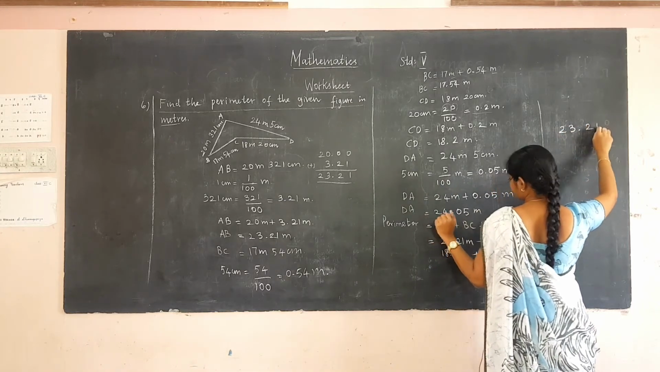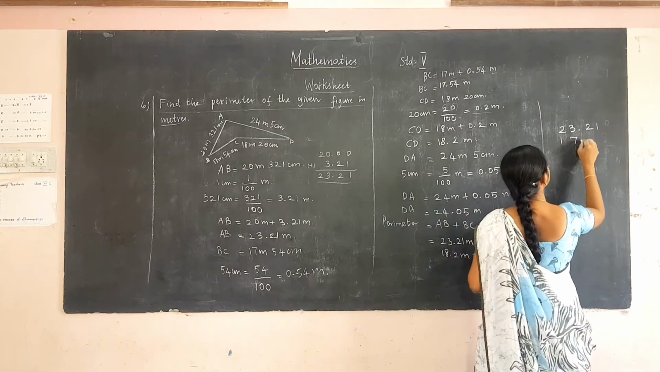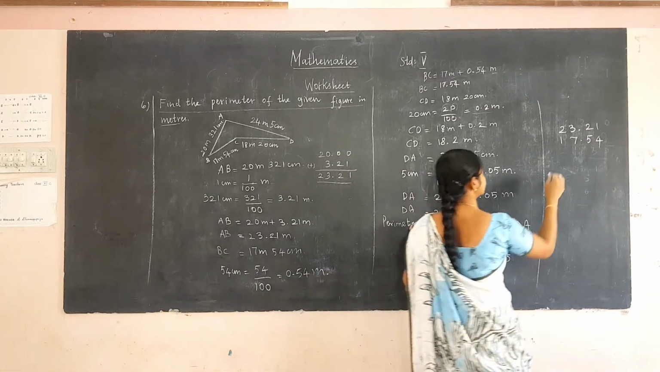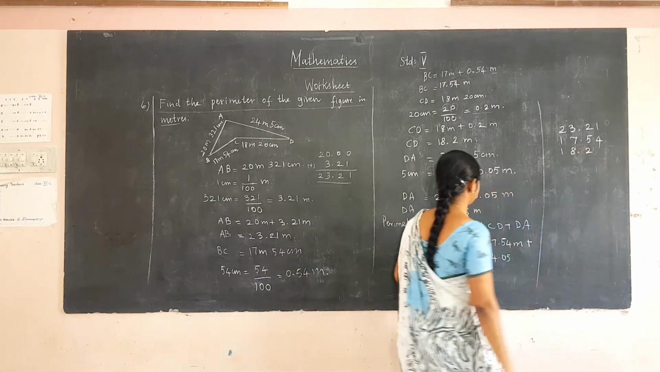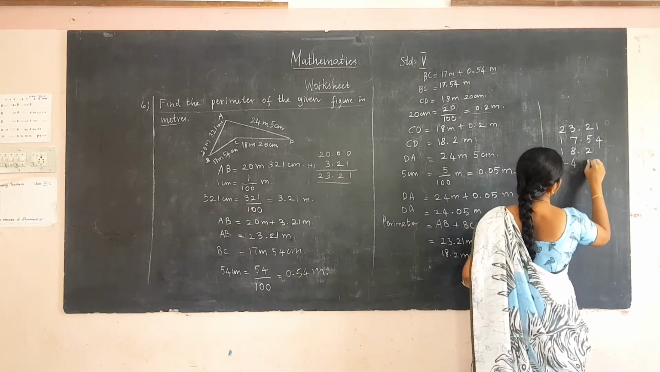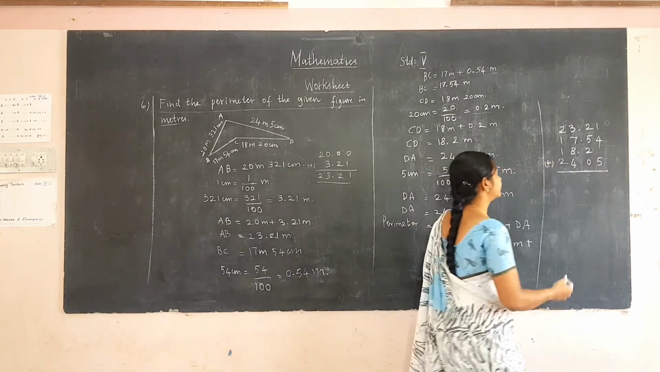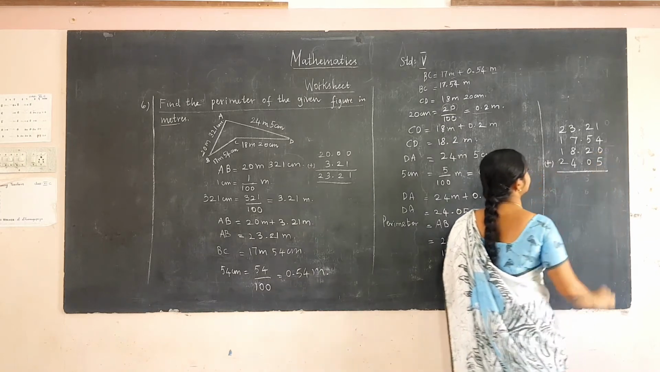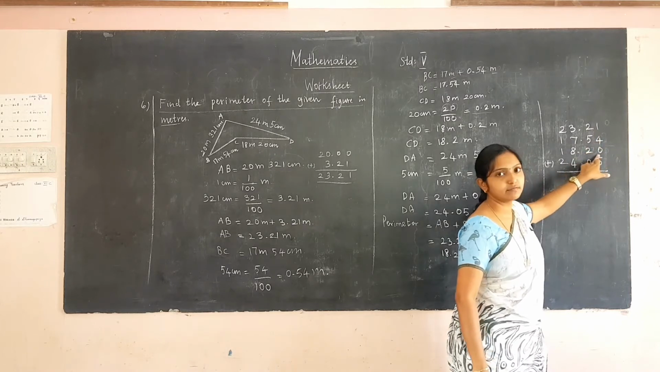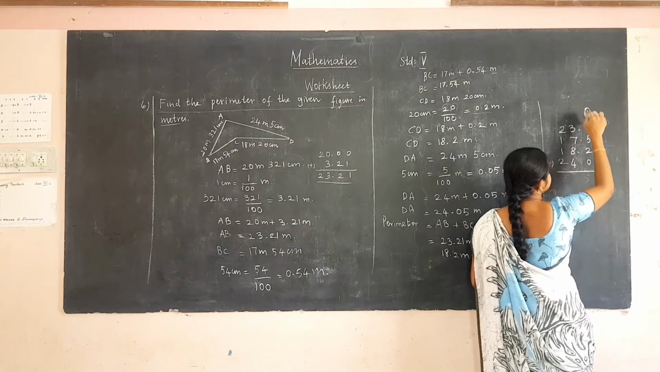23.21, 17.54, 18.2, 24.05. Convert them into like decimals by putting 0. Four plus 1 is 5, 5 plus 0 is 5, 5 plus 5 is 10. So write 0 here and 1 is carried to the next place.